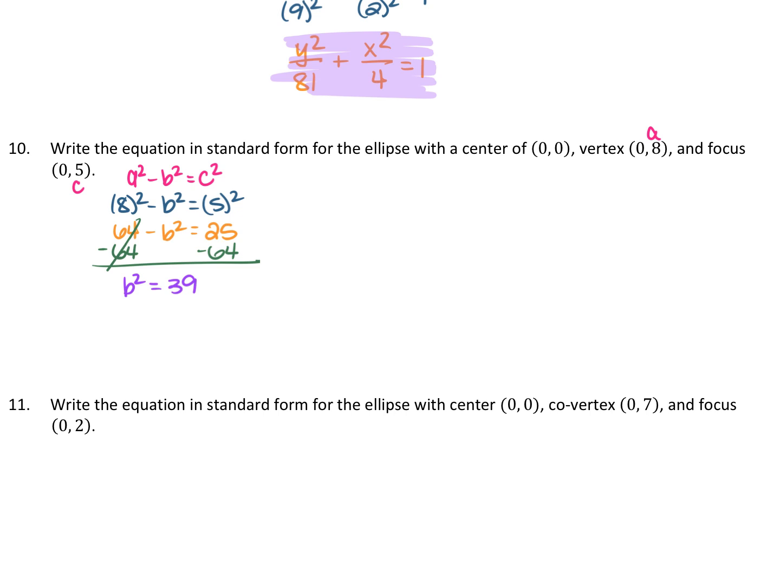Our vertex tells us what formula to use. Because that 8 is in the y place, we're going to use y squared over a squared plus x squared over b squared is equal to 1. We had a squared is 64 because 8 squared is 64. So we're going to plug that in. So it's going to give us y squared over 64 plus x squared over 39 is equal to 1.